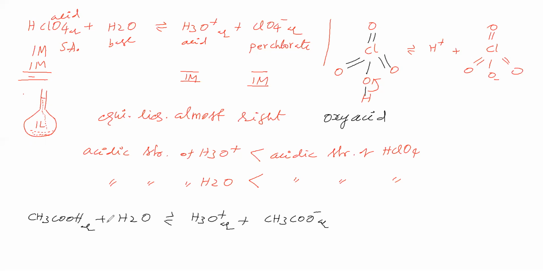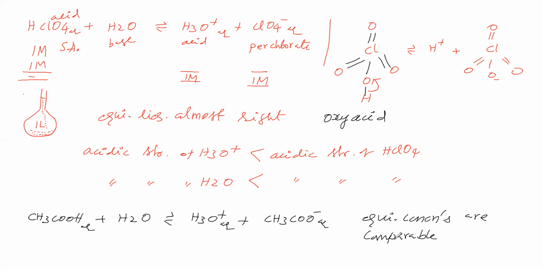Here, in the equilibrium, if we see, undissociated acetic acid is there in the equilibrium solution. Hydronium ion is present, acetate ion is present, everything is present. Now, what is the position of this equilibrium? That we will see. If we see the position of equilibrium, the equilibrium concentrations are comparable.